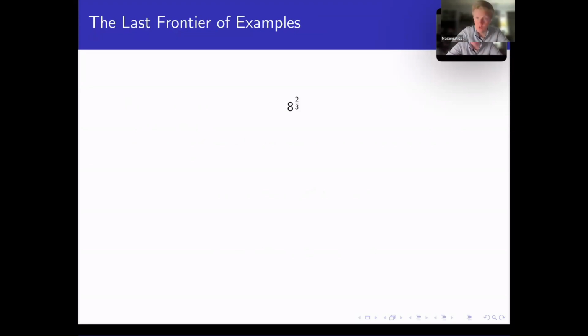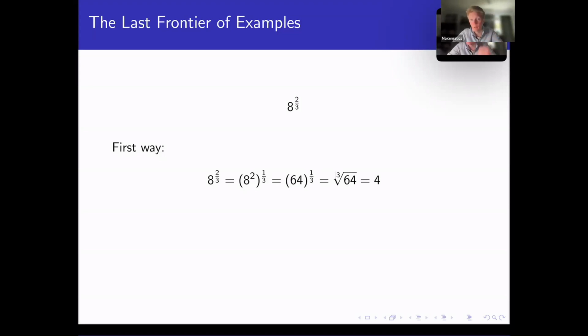8 to the 2/3. Well, our first way says to split up 8 to the 2/3 as 2 times 1/3. Okay, well, 8 squared is 64, and 1/3 power means cube root. What's the cube root of 64? 4. 4 times 4 times 4 is 64. Okay, that's one option. But what if we did it the other way?